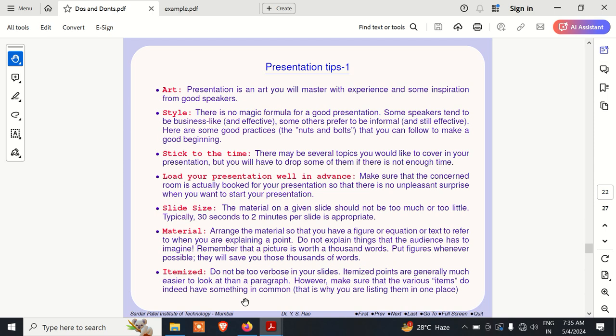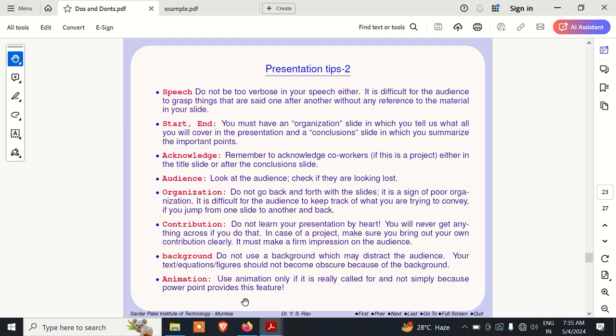You should explain rather about your contributions. Do not be too verbose in your speech at the same time. It is difficult for the audience to grasp things that are said one after another without any reference to the material. Sometimes we have this habit that what you present on this slide is different and what you started speaking, conveying is different. So do not distract or be too verbose.